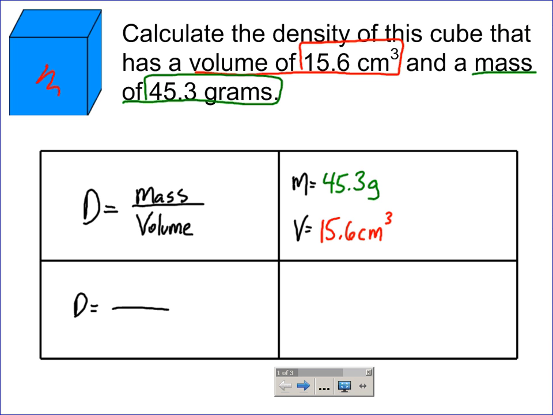Great, now that you've identified the information, we need to do our substitution in the computation box. So instead of writing the mass, which we have up here, we're actually going to put the value in, which is 45.3 grams. Please note that I'm keeping the unit with it because that will pay dividends a little bit later on. Then we take a look at the volume. We don't write the word volume. We actually find the volume from the problem, and we put it right down here, which is 15.6 cubic centimeters.